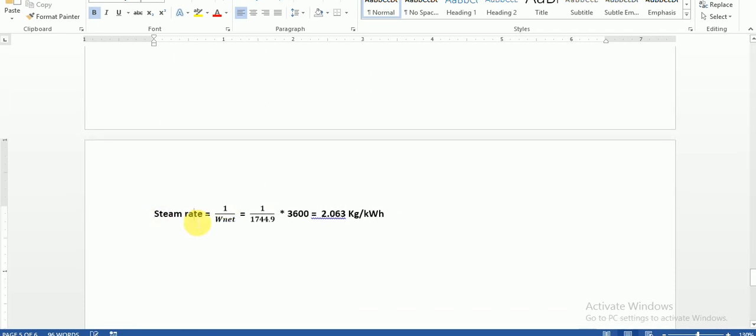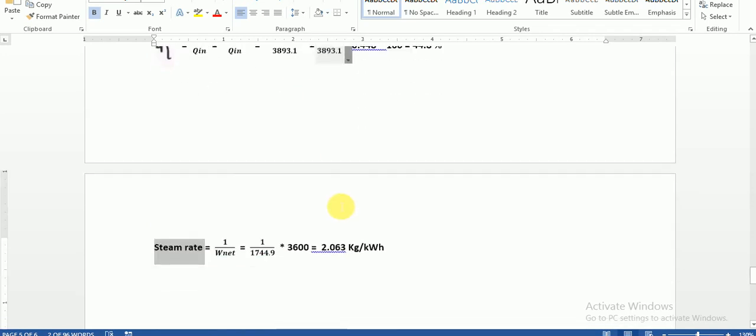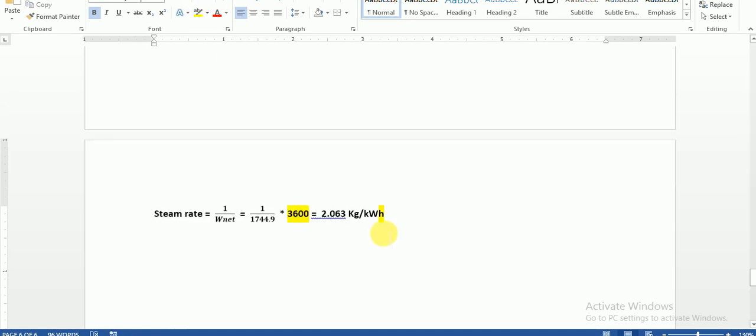Then, as an extra point, we have to calculate the steam rate, that is 1 by W net. 1 by W net we already know, 1744.9, and it is multiplied by 3600 to convert the units. Normally if you don't multiply by 3600, it will be kg per kilowatt second. So to convert this value into hours, we have to multiply by 3600, and we will get the steam rate.